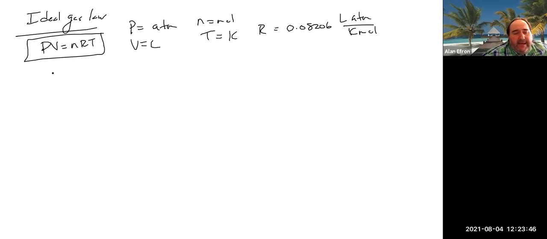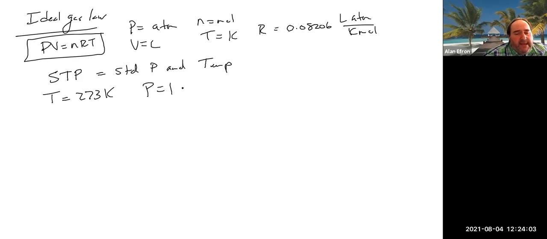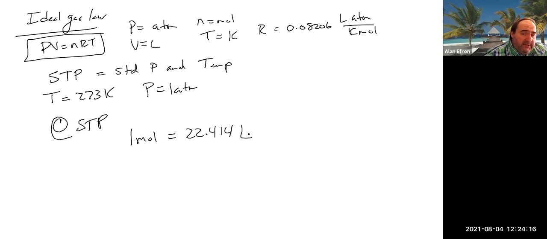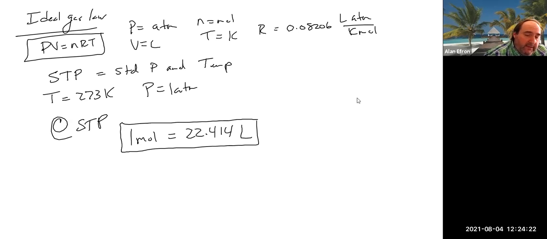We also talked about STP, which is standard temperature and pressure. Remember that when you're given something at STP, the temperature is 273 and the pressure is 1 atmosphere. There is a special relationship that when you are at STP conditions, 1 mole of any gas will equal 22.414 liters. That's like a conversion factor that you can only use if you are at STP.